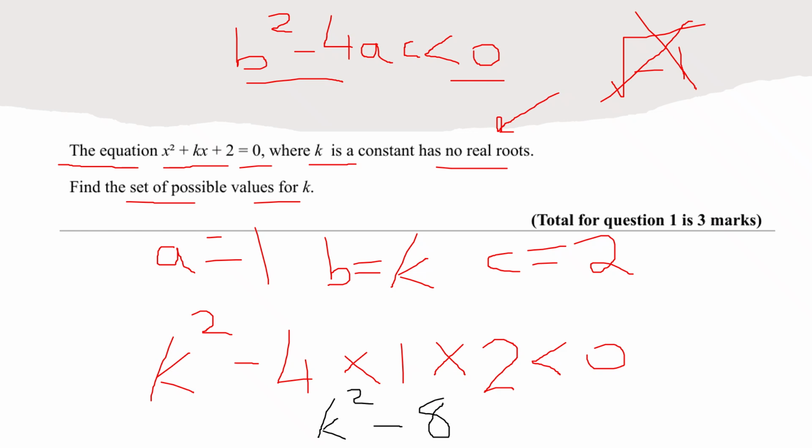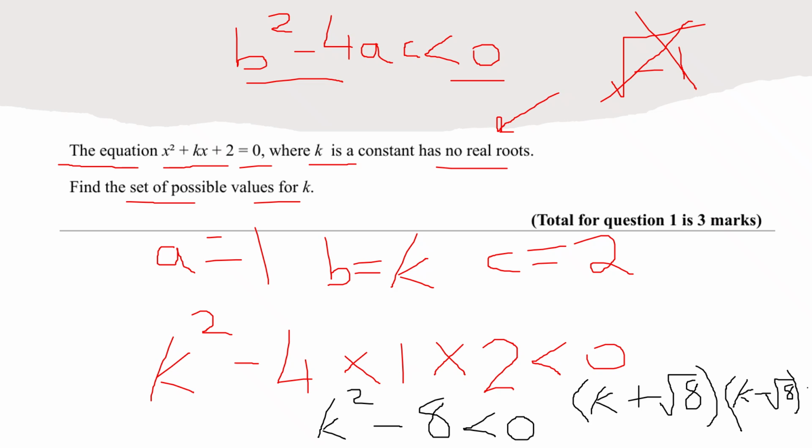Now this one is a bit harder to factorize, but we'll leave it in surd form. If I factorize this, it will be k plus root 8 times k minus root 8. Think of it as difference of two squares, except here I've got a surd rather than a square number, but the same rules still apply. I can still factorize this into this form, and that's going to be less than 0. So my solutions will be minus root 8 and positive root 8 on the x-axis.